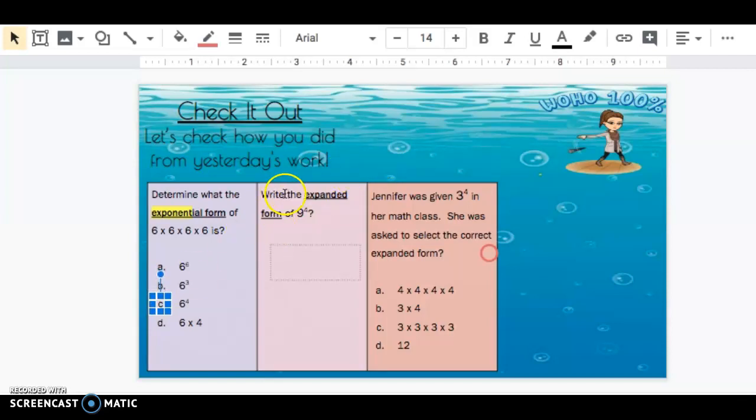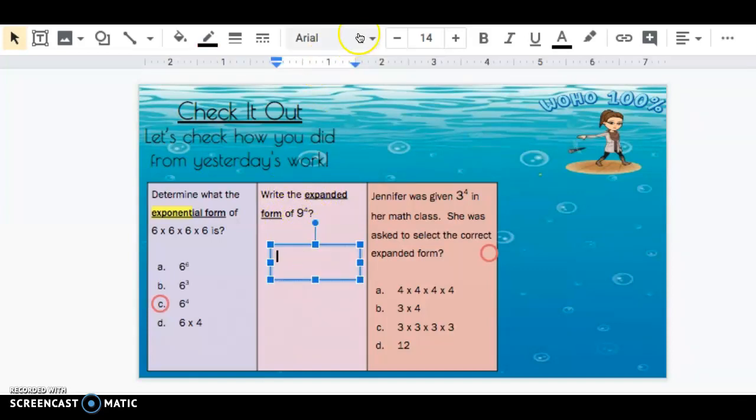The next one says write the expanded form of 9 to the 4th power. So in that box, you should have written your expanded form. That means taking that exponential form of 9 to the 4th power and stretching it out by using multiplication. So you have to decide how many times you are multiplying 9 by itself. So you should have done 9 times 9 times 9 times 9. Okay, because I did 4 9s because my exponent told me to multiply 9 by itself 4 times.